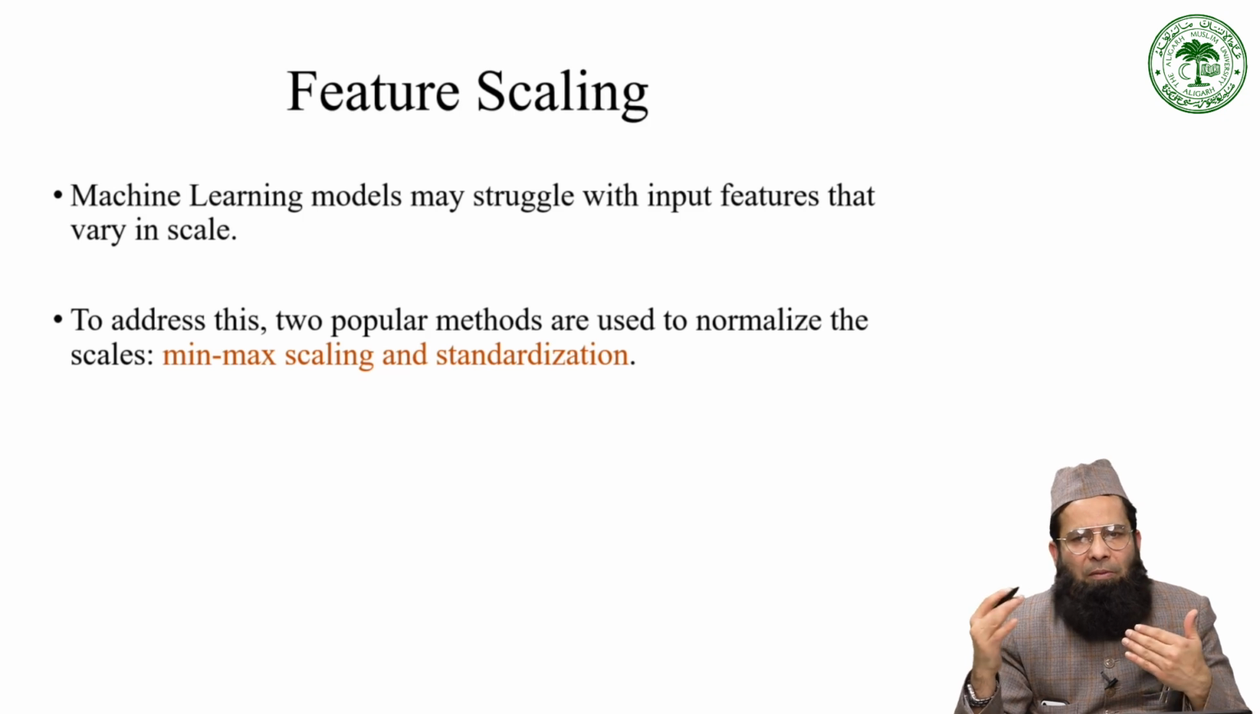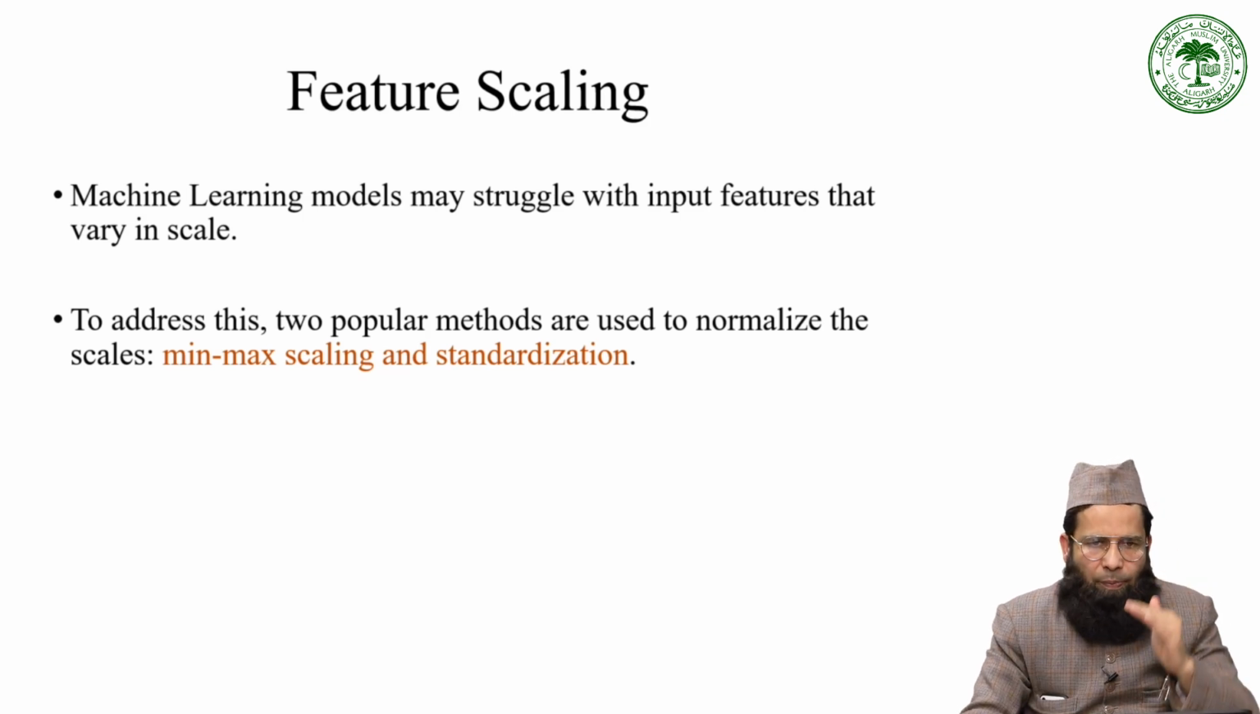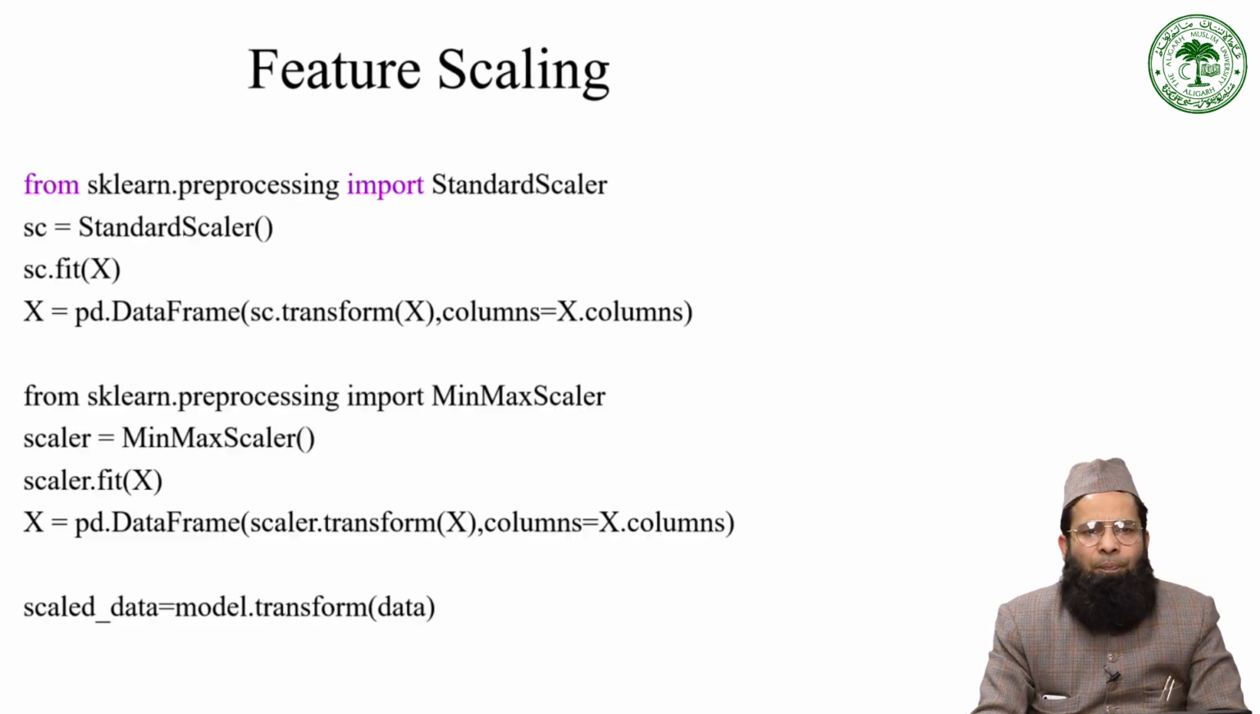So that is maximum value minus the minimum value. And in case of standardization, it actually differs from min max scaling in a way that this involves subtracting the mean from each feature value and then dividing by the standard deviation. So this is the process of standardization.